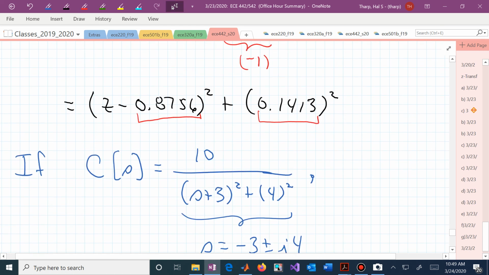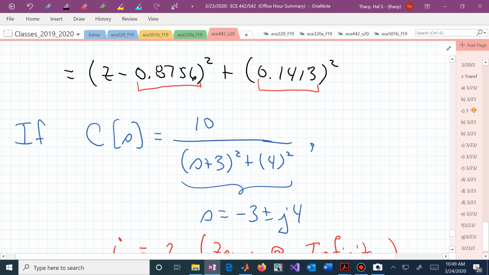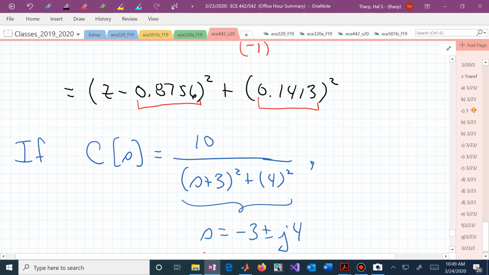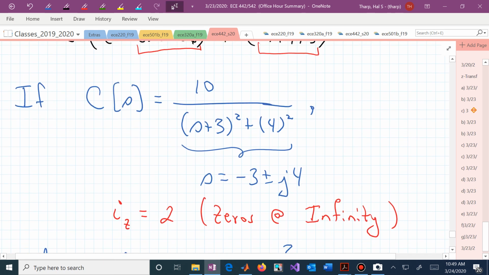So if we now had a transfer function that had the original S domain poles at -3 plus and minus j4, how many zeros at infinity does that C of S have? Hopefully now you know that that's 2. We have a constant numerator and we have 2 poles in the denominator, so we have a pole zero excess of 2. We have 2 zeros at infinity. I'm going to call that I sub z.